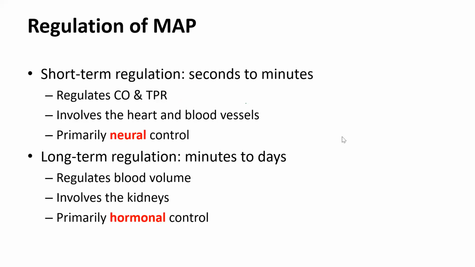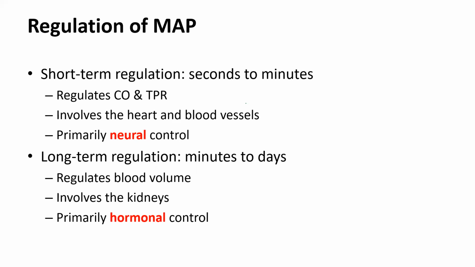All right. Now, there are two different ways that we can regulate mean arterial pressure. We can do so in a short-term fashion. This is usually seconds to minutes. And this is where we regulate cardiac output and total peripheral resistance. And when we think about cardiac output, we want to be thinking about the two variables that further affect cardiac output, which are stroke volume and heart rate, okay? And so if we increase or regulate those variables, we can then, in a more short-term, immediate fashion, regulate our mean arterial pressure. This involves the heart, this involves our blood vessels, as well as the neural input that's coming into these structures, okay?